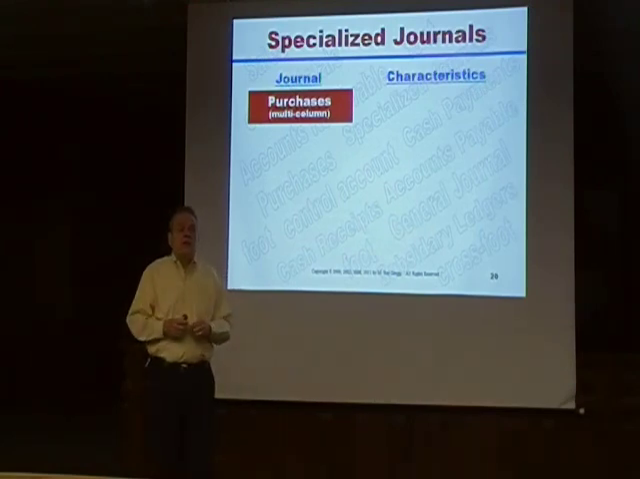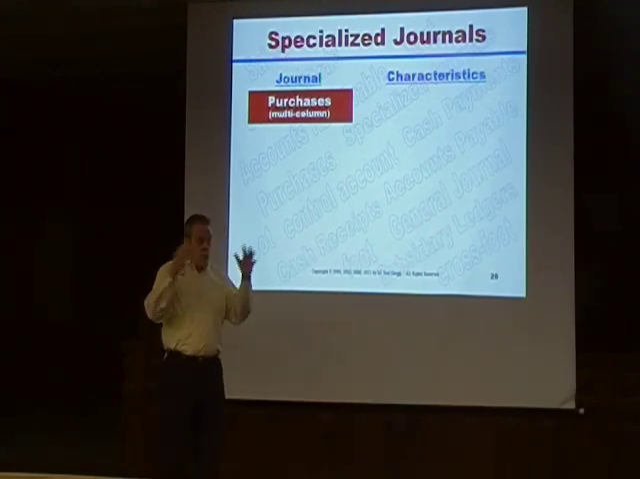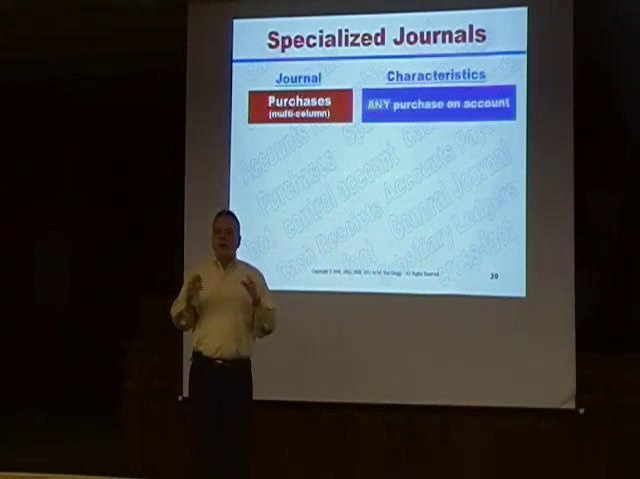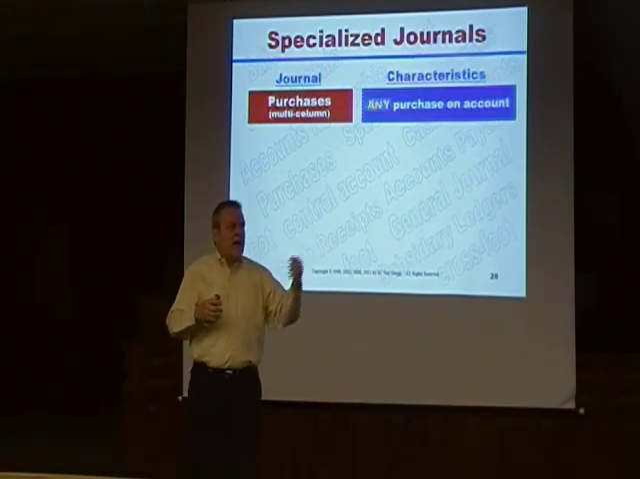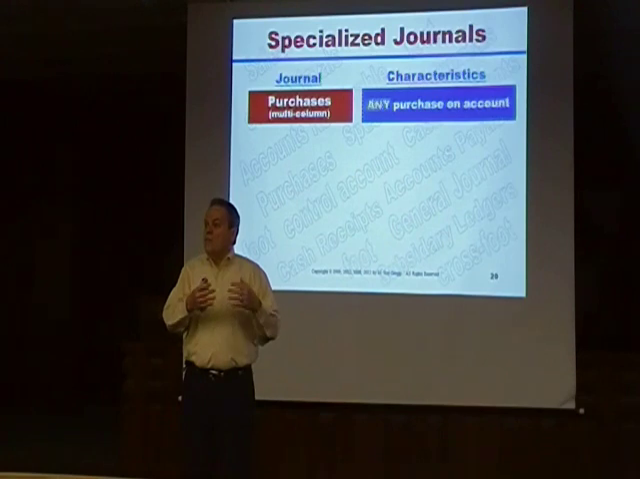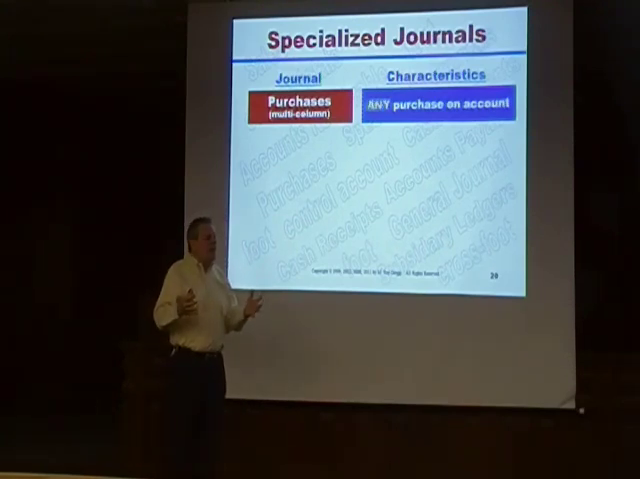There are two ways that we could design a purchases journal. I've seen in real life the most applications of this one is a multi-column purchases journal where you can buy lots of things on account. If you buy merchandise, it'll fit here. If you buy supplies, it'll fit here. If you buy equipment, it'll fit here. Anything you buy could go there. I'm not sure why the book doesn't allow us to see and have a multi-column purchases journal in the illustrations and in our homework assignments. I think it's the one used most often in real life.